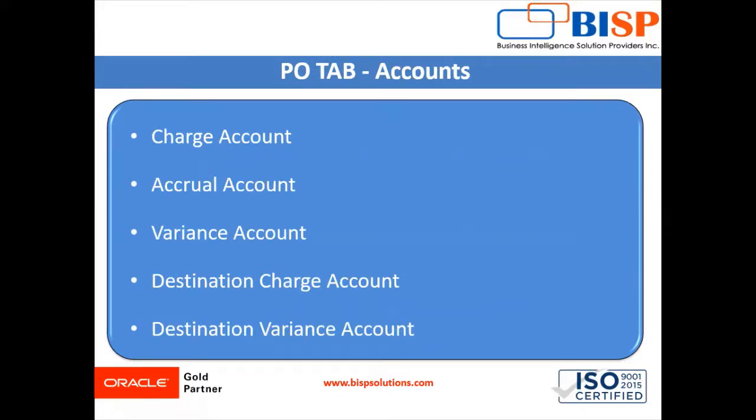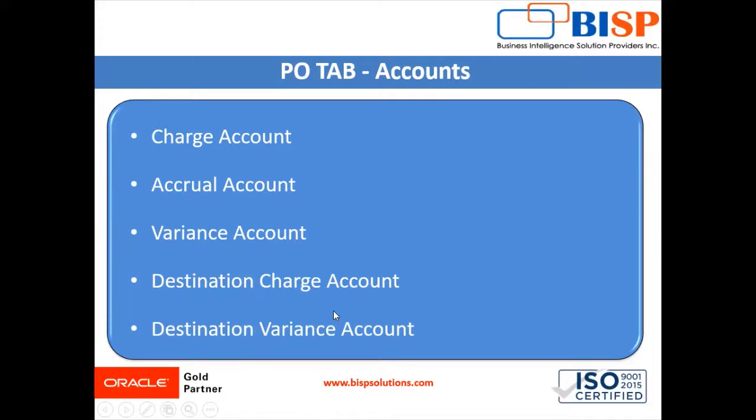So PO TAB works with the chart of accounts in our organization, and the chart of accounts consists of multiple segments. You can see over here we have multiple segments that form an account code combination, right? With each segment, you can see we have different types of accounts like charge account, accrual account, variance account, destination charge account, and destination variance account, right? The charge account, accrual account and variance account, these three are the mandatory accounts in PO TAB in procurement. And the last two are for advanced procurement scenarios. The first three we can use in the procurement organization, and the last two for the destination organization, right?